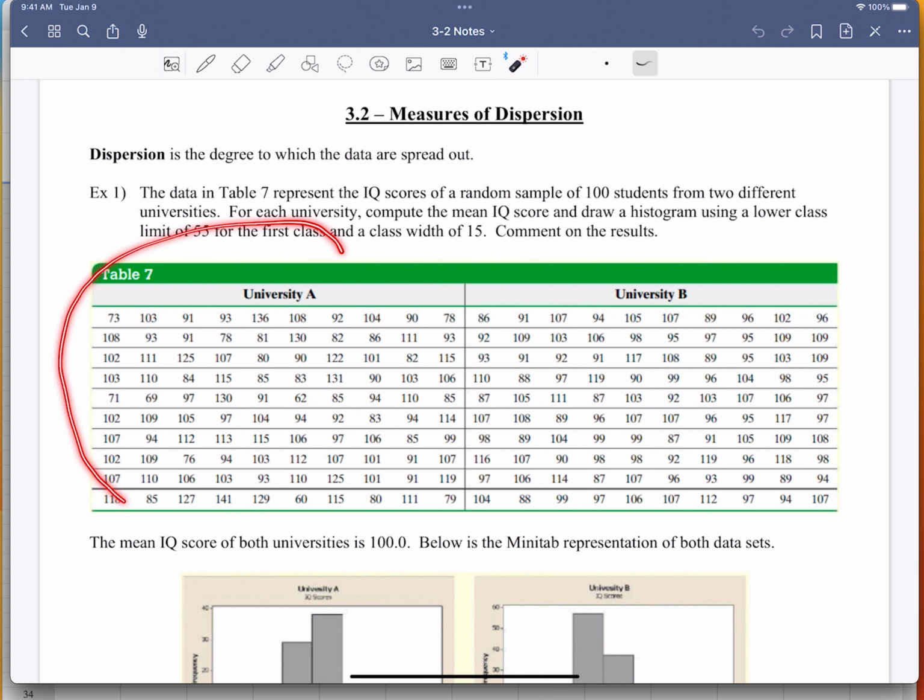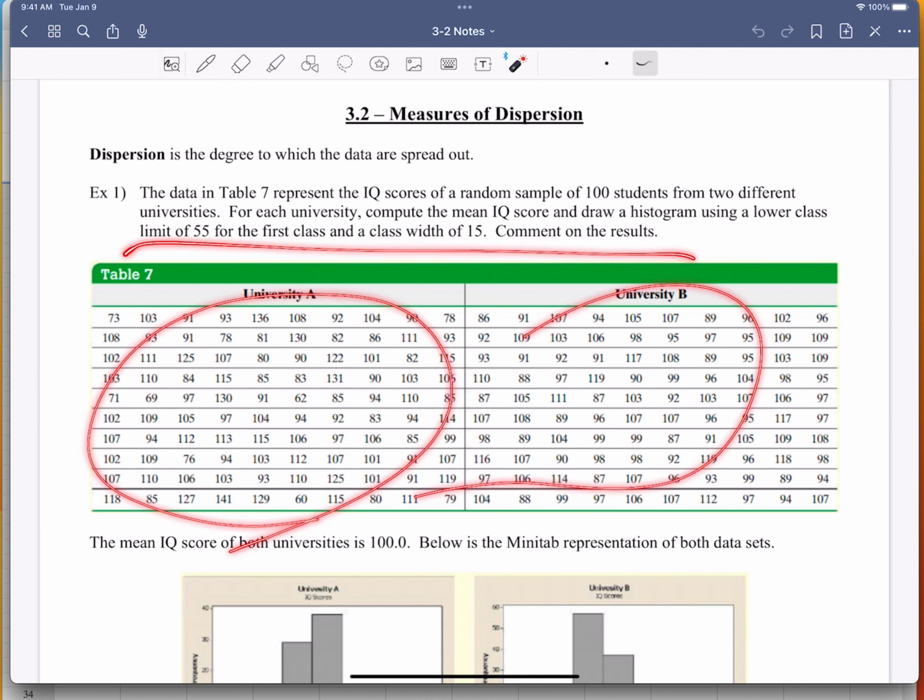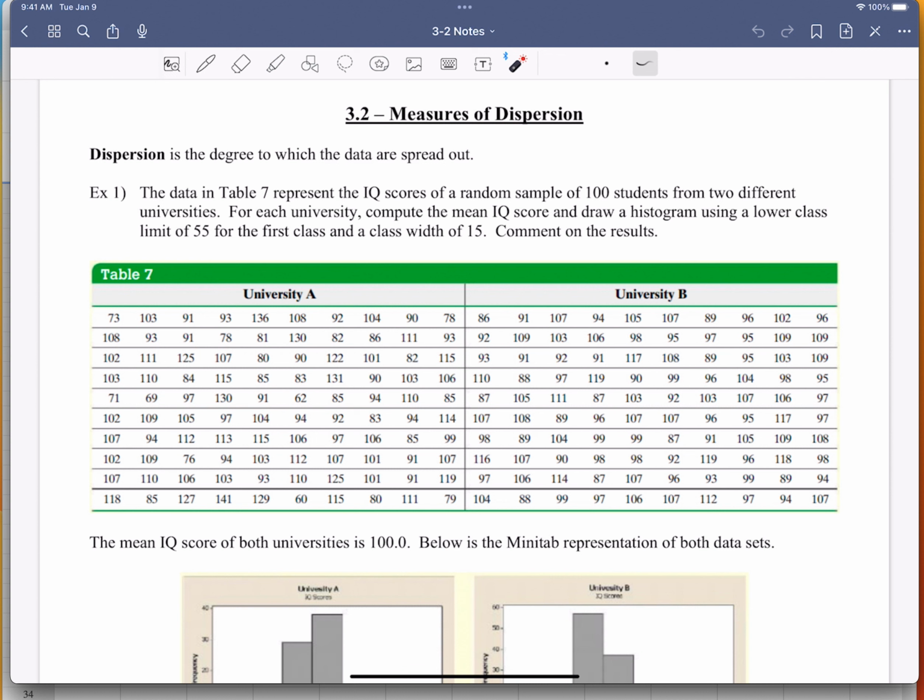So we've got this big, huge table here about University A and University B. These represent IQ scores of a random sample of 100 students from two different schools. For each school, we want to compute the mean, which we've learned, and draw a histogram, which we're going to have Minitab do for us. Using the lower class limit of 55 for the first class and the class width of 15, so that it ends up being the same. Even though we have two separate pieces of data, whenever we set this, then it works. And then we're going to comment on the results.